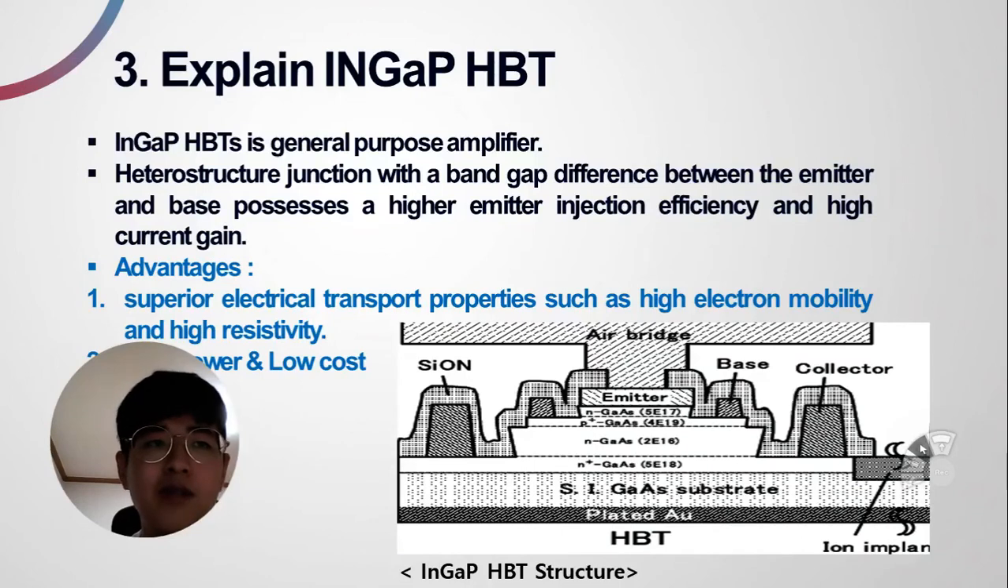Indium gallium phosphide heterojunction bipolar transistor is a general purpose amplifier. A heterostructure junction with a band gap difference between the emitter and base possesses a higher emitter injection efficiency and high current gain. The advantages are superior electrical transport and low cost.